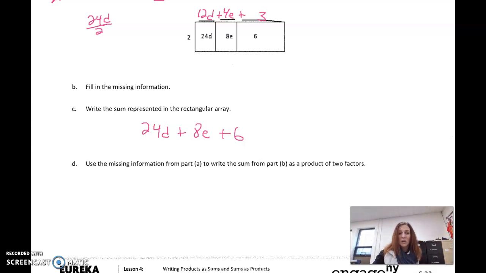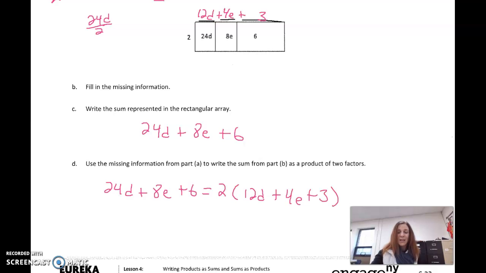Okay, so this sum right here, 24D plus 8E plus 6, the area of this whole thing, has to equal length times width, has to equal 2 times 12D plus 4E plus 3. And again, I don't want you to get overwhelmed by this. I want you to think that we're looking for relationships. We're looking at why things are equal. We can write them differently.